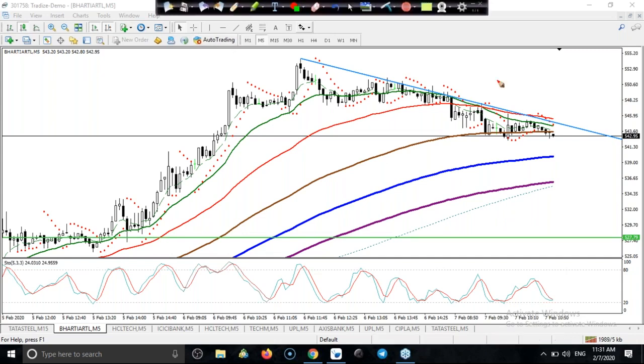For a confirmed breakout, we need four confirmations, then we will buy. So this one you can see is Bharti Airtel. Let's check it.